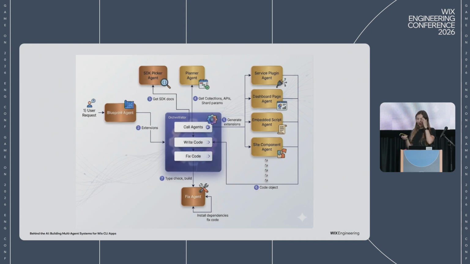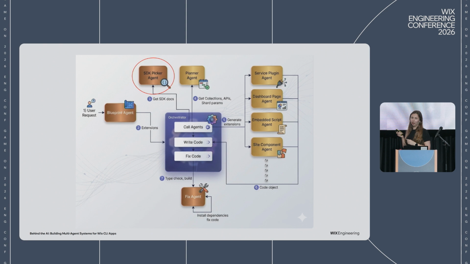So let's go over the end-to-end flow. We have the blueprint agent that receives a user request. We have the SDK picker agent that enriches those extensions with the relevant Wix SDK docs. We have the planner agent that suggests the shared params if needed. And then we call in parallel all the extensions agents.